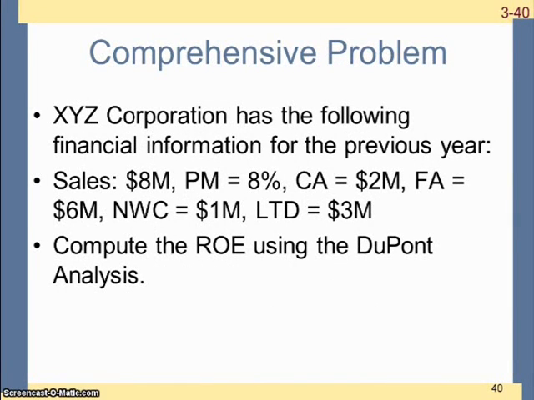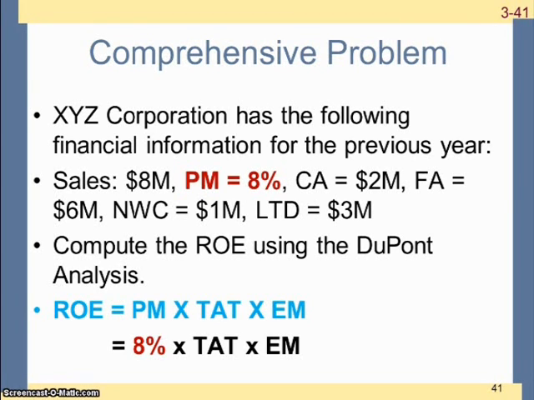Alright, we are coming to the comprehensive problem. You are given this info: sales 8 million, PM 8% profit margin, current asset 2 million, fixed asset 6 million, net working capital 1 million, and long-term debt 3 million. You are asked to compute the ROE using the two-point analysis. Now, two-point analysis means ROE equals profit margin times total asset turnover times equity multiplier.